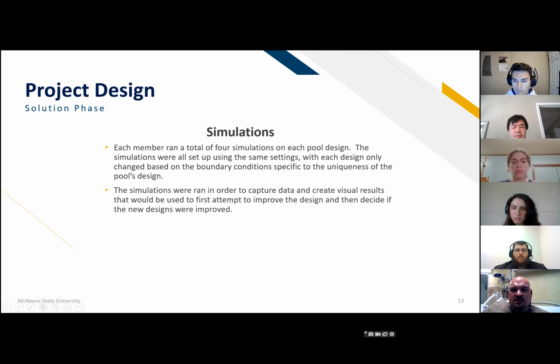Simulations were run in order to capture data and create visual results that would be used first to attempt to improve the design and then decide if new designs were improved.